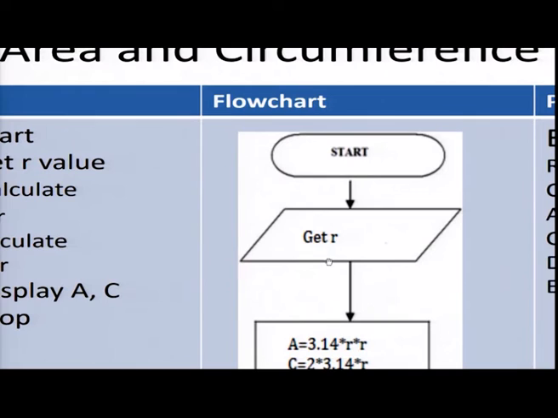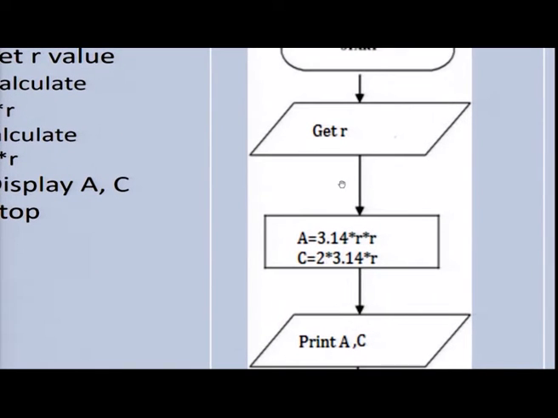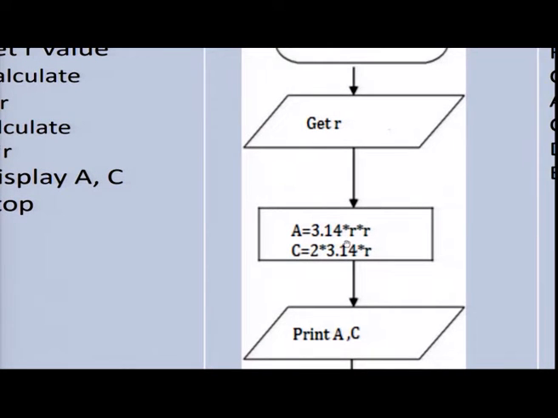So here you are going to read the input of r. What is the symbol that is used for reading and writing? It is the parallelogram symbol. So get r. Then to calculate the area, the formula pi r square, 3.14 into r into r. Calculate the circumference of a circle, it is 2 pi r: circumference equal to 2 into 3.14 into r.